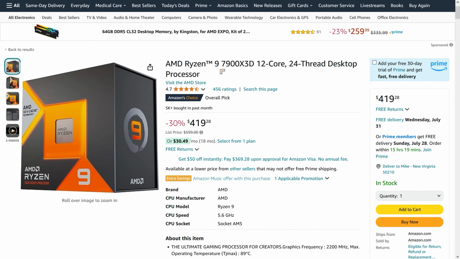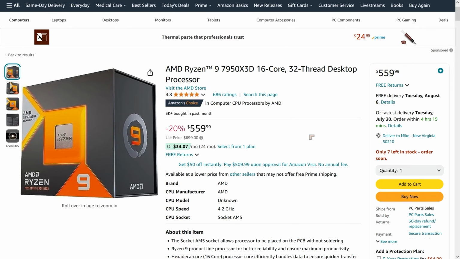We take a look at the 7900X3D, this is $419, pretty decent if you want a good gaming CPU. If you want something that is going to be used in gaming and office work, or gaming and content creation, with this one you're getting a very high quality chip.